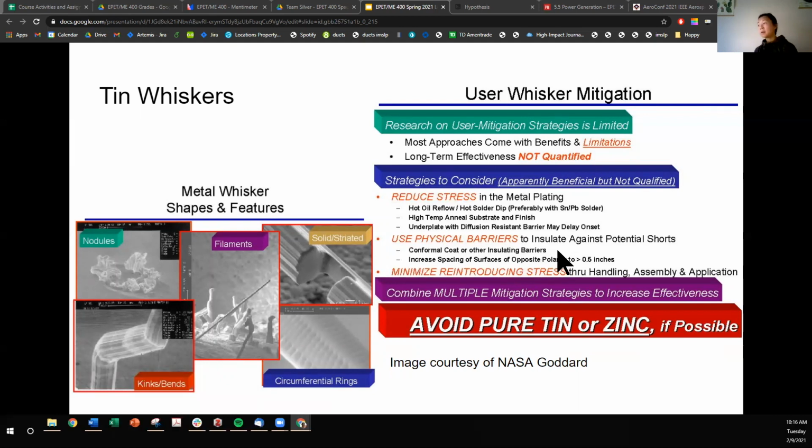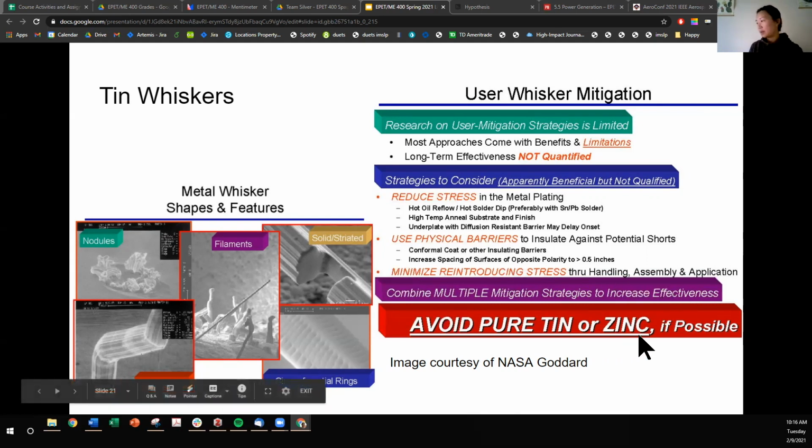There's something called conformal coating, which is like after you have a final design of a circuit board, you take some soft coating material, and then layer that entire electrical surface so that none of the conductive surfaces are exposed to the environment. It's good practice, but you can't conformal coat before it's finalized, because if you want to make a change on the surface of the board, you can't do it anymore because it's coated with this layer of stuff. And then minimizing stress through handling, assembly, and application. Avoid pure tin or zinc if possible.